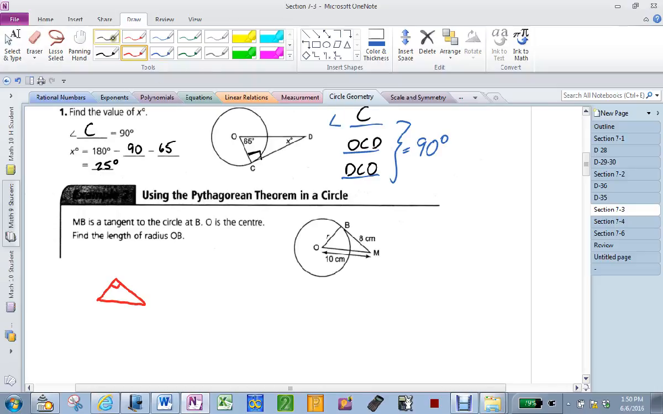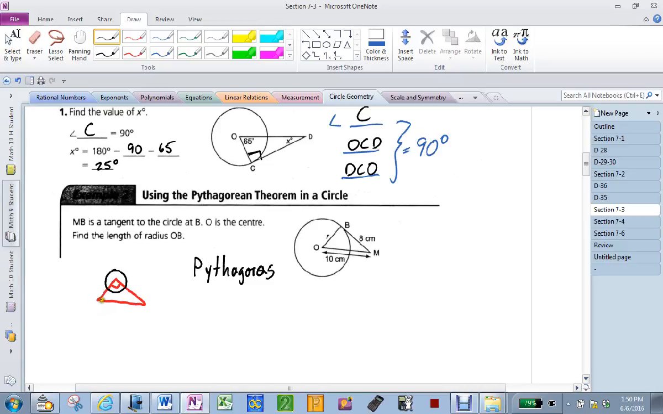What very special kind of triangle have I made? A 90 degree triangle. I did it. Which means what will work? Pythagoras comes to the party. Now, I need to find the radius. So I label all the sides.